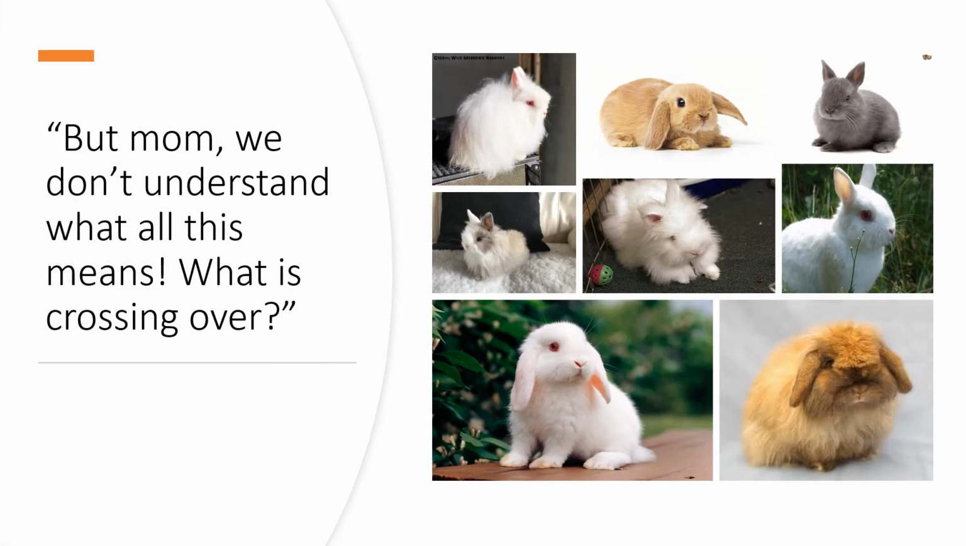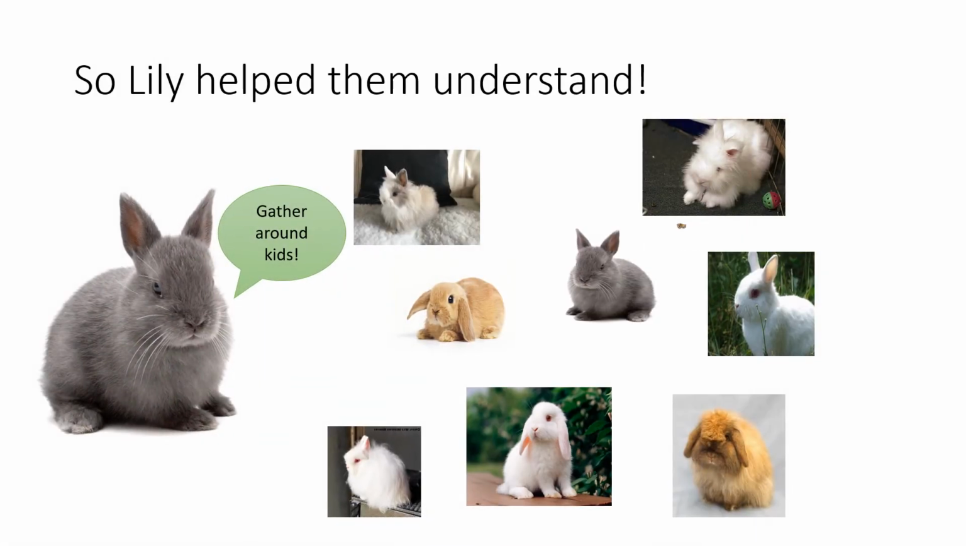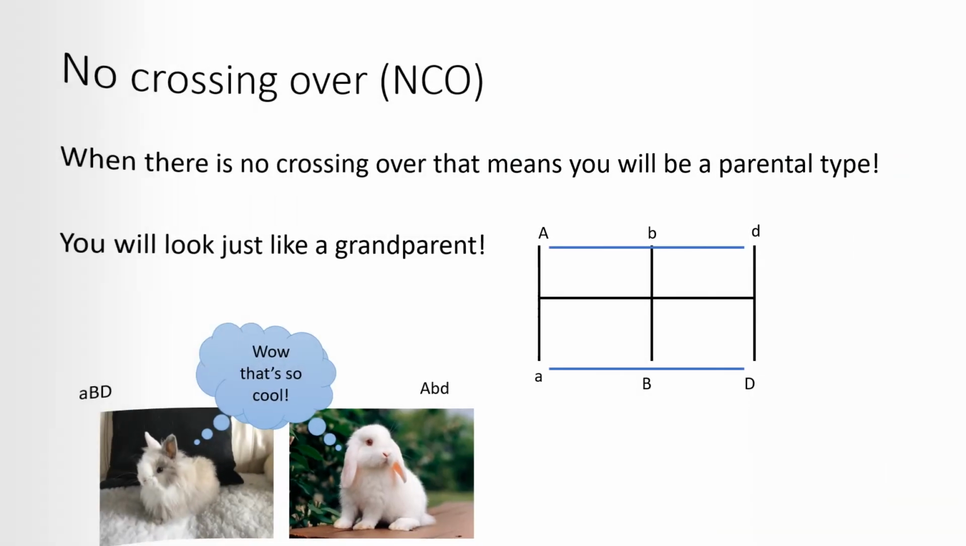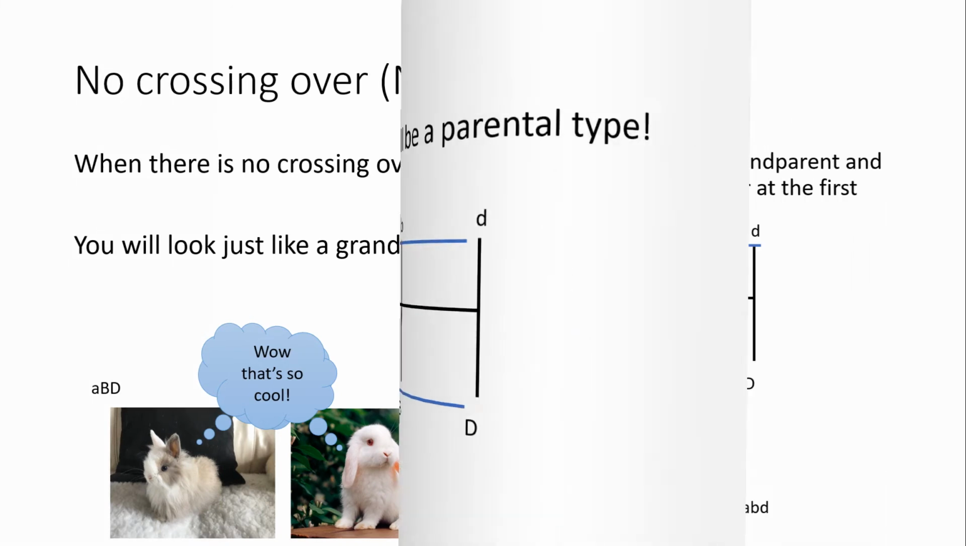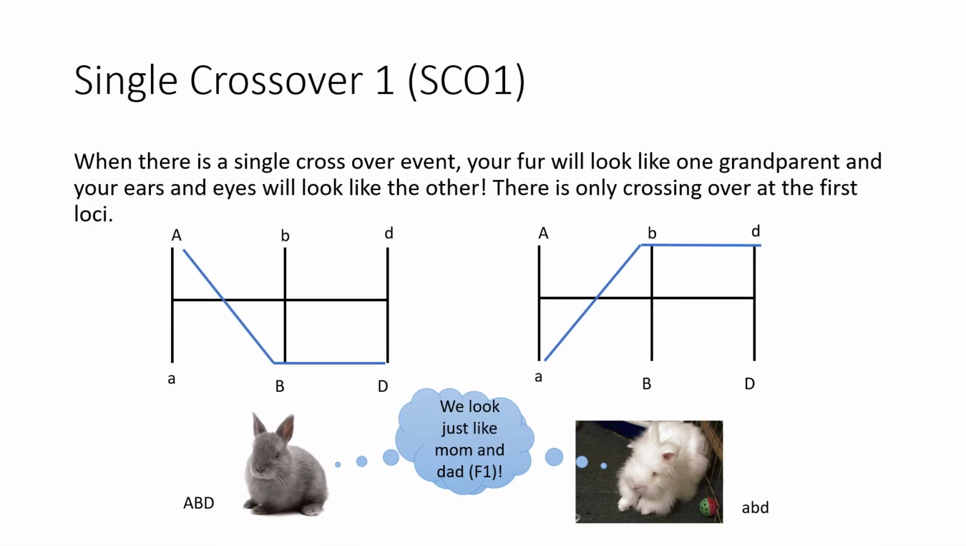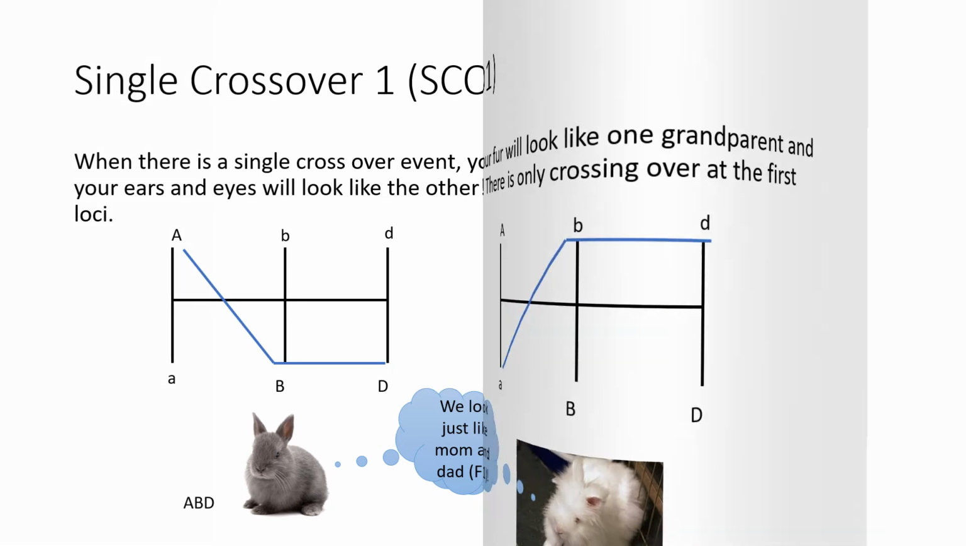But Mom, we don't understand what all this means. What is crossing over? So Lily helped them understand. No crossing over means that you will be a parental type. You'll look just like the grandparents. Single crossover 1 is when your fur will look like one grandparent and your ears and eyes will look like the other. There's only crossing over at the first loci.